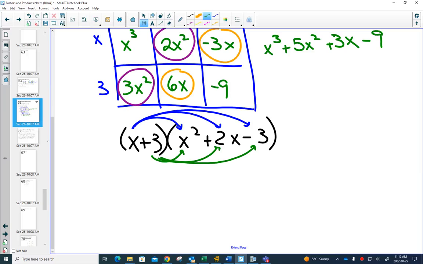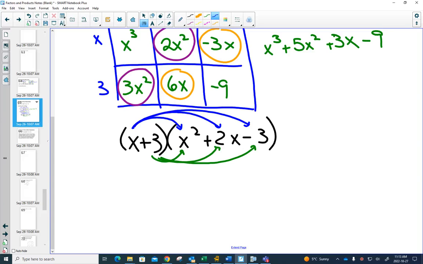So we don't have an acronym for this one like FOIL because it doesn't work out nicely. There's a whole bunch of different outsides, and I guess you could call it FOIL or something, but it doesn't make sense to come up with a word. It doesn't matter which one you do first, as long as this X multiplies by everything in that one, and then this 3 multiplies by everything in that one.